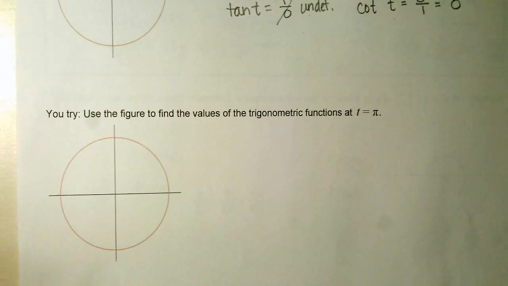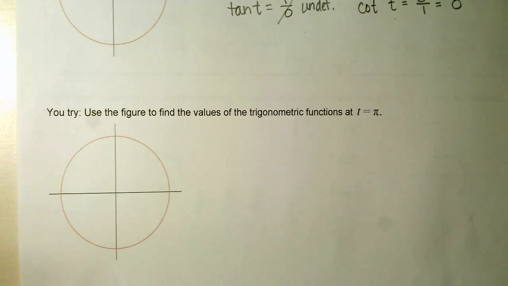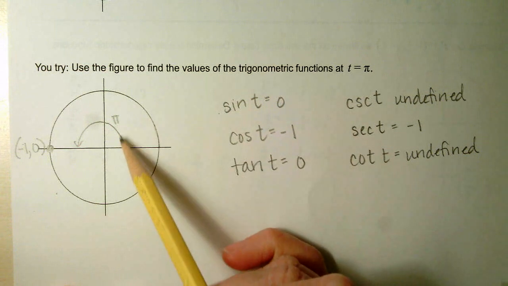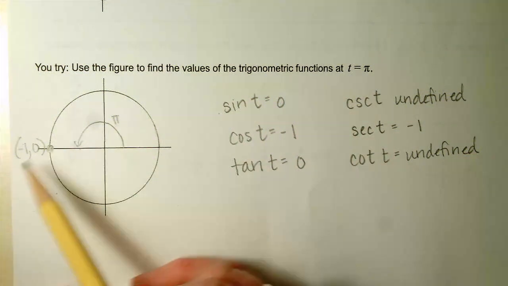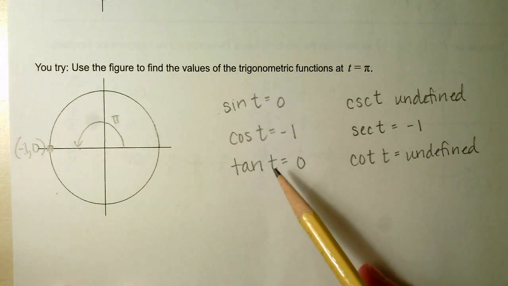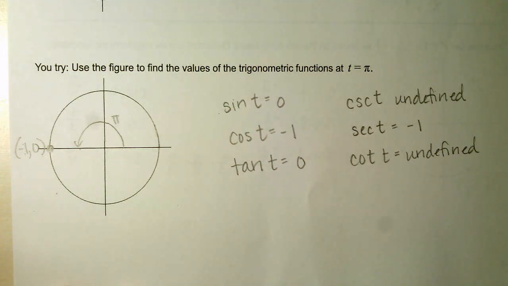On your own, pause the video and try to find the values of the trig functions at t equals pi. You're looking for the 6 trig functions, like the previous example. Here I put pi in standard position. I found that it corresponded to the point -1, 0. I looked for my 6 trig values. I'll give you a few seconds to look at that. If you need to pause the video while you check these, that's fine. And please move on to watch the second part for the rest of these notes.